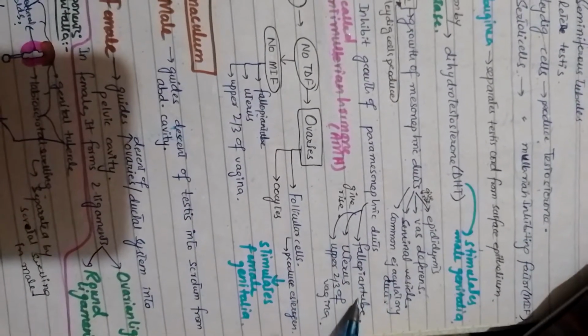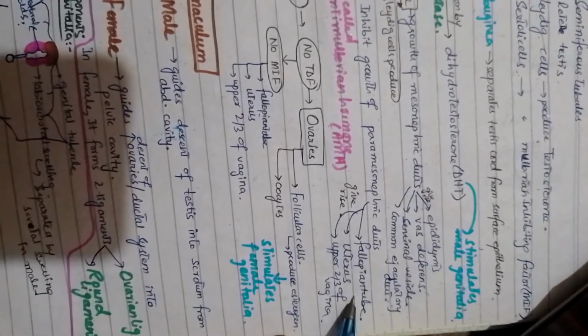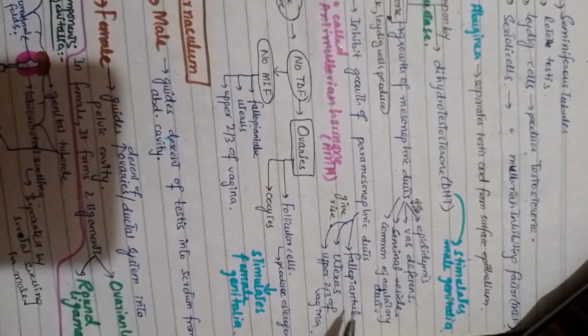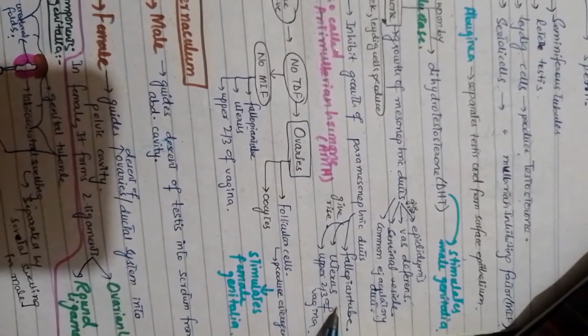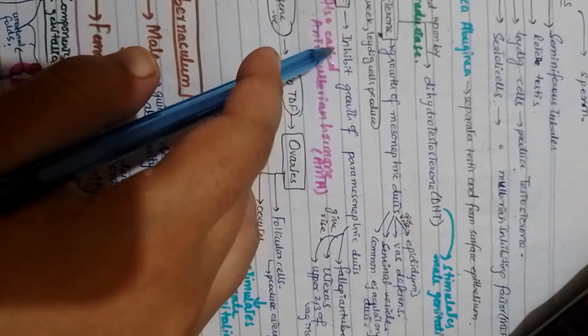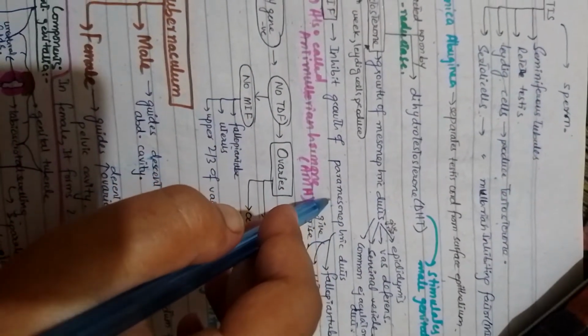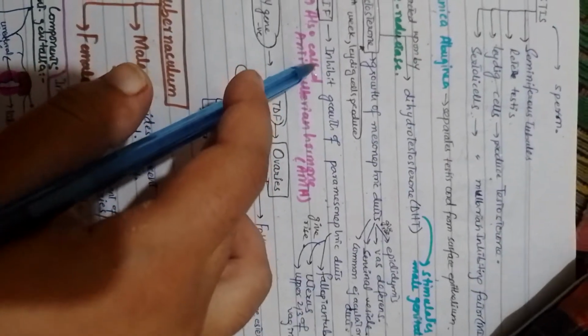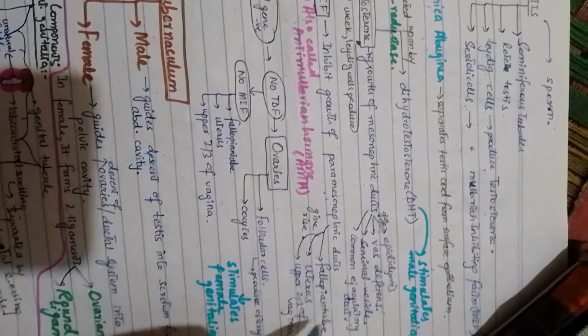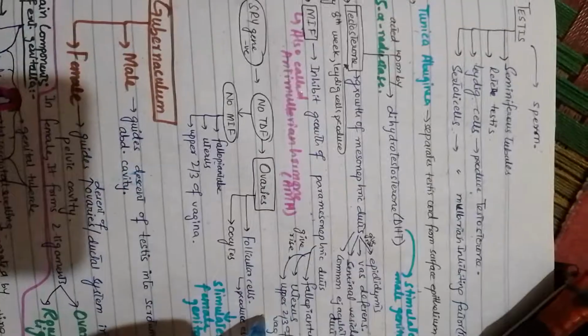These structures are not present in males. That's why they are inhibited in the males and they appear in the females. That's why I have written that it inhibits the growth of paramesonephric ducts. Don't confuse it. I have written inhibit. It does not form these structures in males. These structures are formed in females.